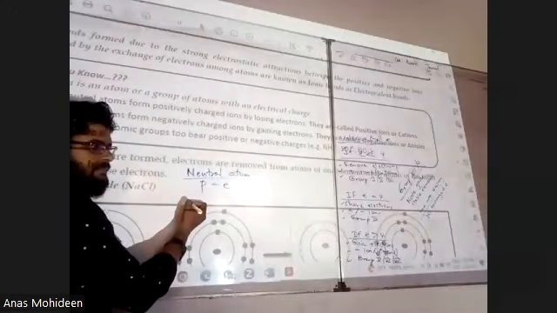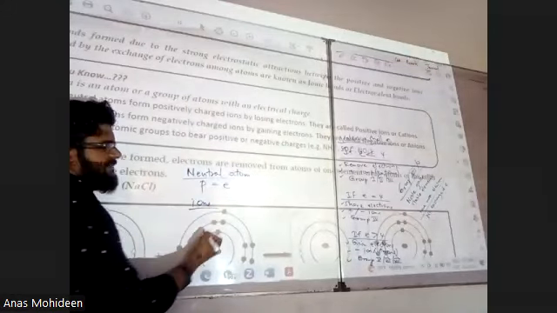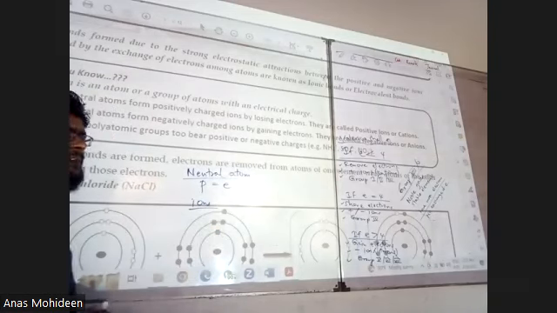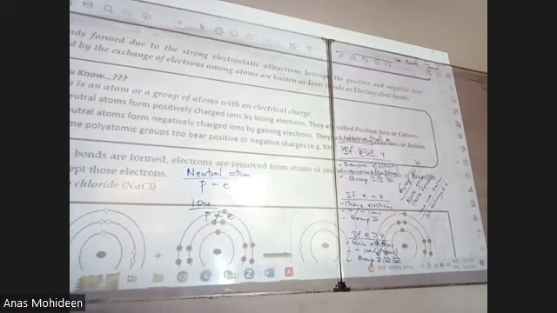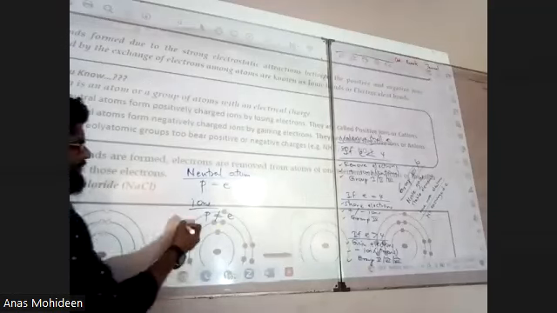When you come to ions, it may be plus or minus. Protons are not equal to electrons. Let's say if it is a positive ion.